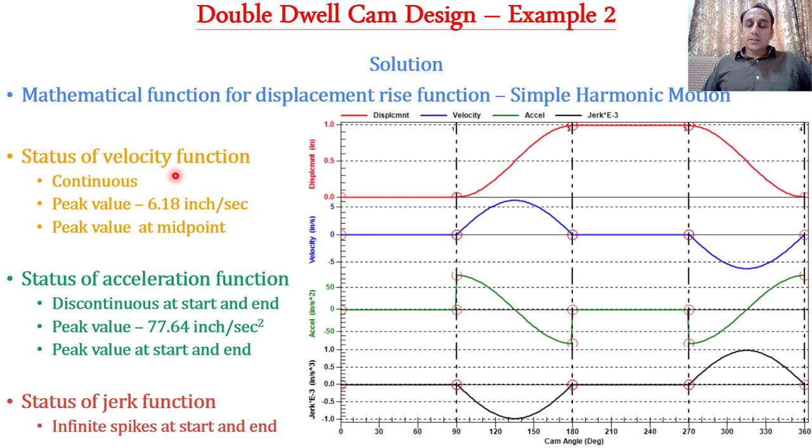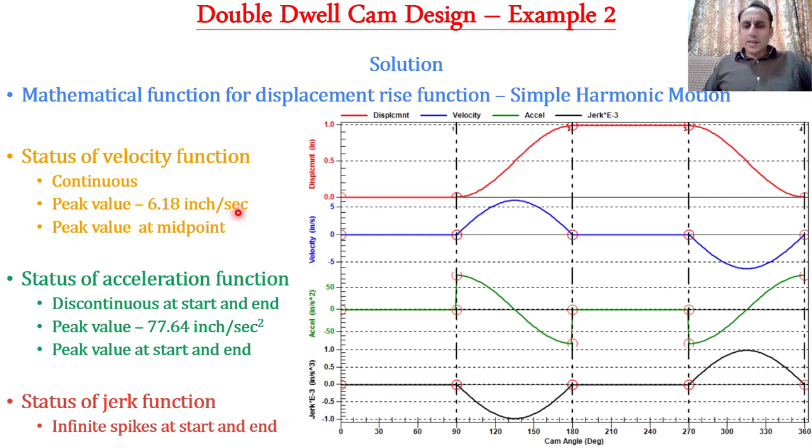So now we will discuss each segment of this SVAJ diagram. First of all, we'll discuss the velocity function. The velocity function is continuous. That's good. What is the peak value? 6.18 inch per second, and we are getting that peak at the midpoint of this rise function.